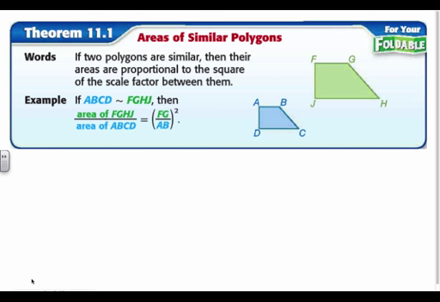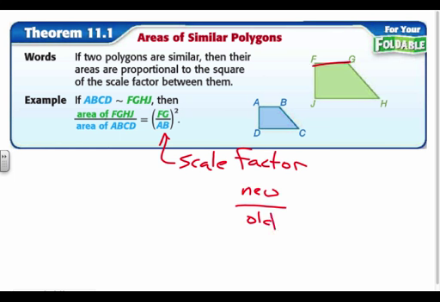So it says if two polygons are similar, then the areas are proportional to the square of the scale factor. So for example, right here, here's where the scale factor is. It's just putting the new side over the old side, right? New over the old. And in this case, FG corresponds to AB. So any new side over any old side. And then we square that, and we can set that equal to the area of the new shape over the area of the old shape.